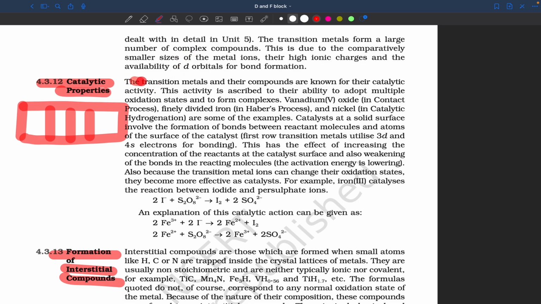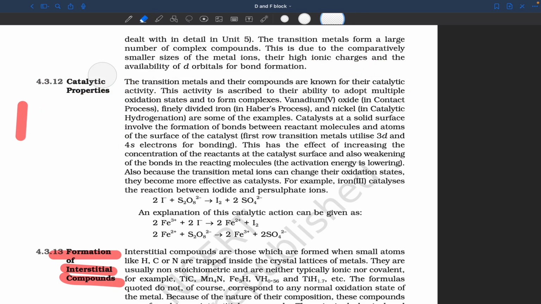Let's read what is given here. The transition metals and their compounds are known for their catalytic activity. This activity is ascribed to their ability to adopt multiple oxidation states and to form complexes. So the answer given here for catalytic property is not d orbitals, it is multiple oxidation states that is the reason for this, and the ability to form complexes.